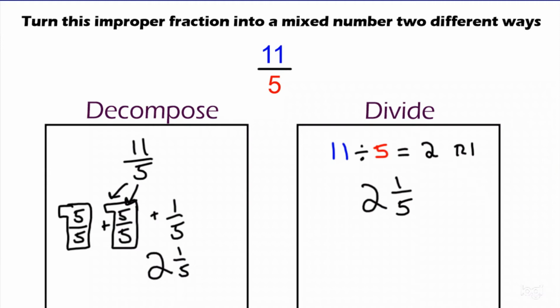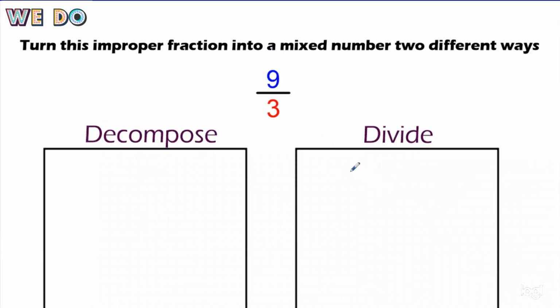Let's take a look at a we do. All right, again, starting with our division. So we're going to rewrite the fraction as a division equation. And then we have to solve it. That's step 1. So 9 divided by 3 would be 3, and there is no remainder.